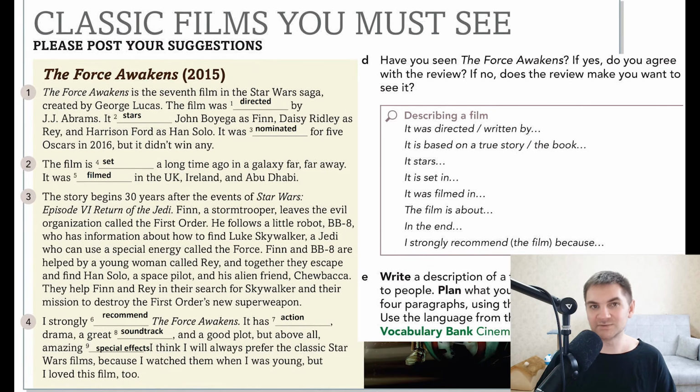And step 2, of course, write. Use useful language from the describing a film box and the cinema vocabulary bank to make your review clear and interesting. And by the way, if you're not sure how to start, you can use the example text from the book as a model. Just copy the structure and change the details like title, actors, plot, etc. to fit your chosen film. By the way, that's a great way to begin.